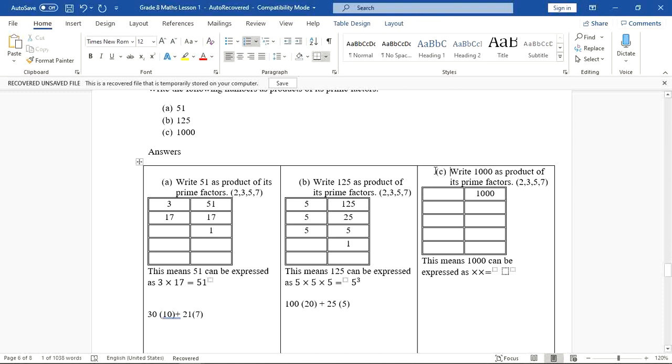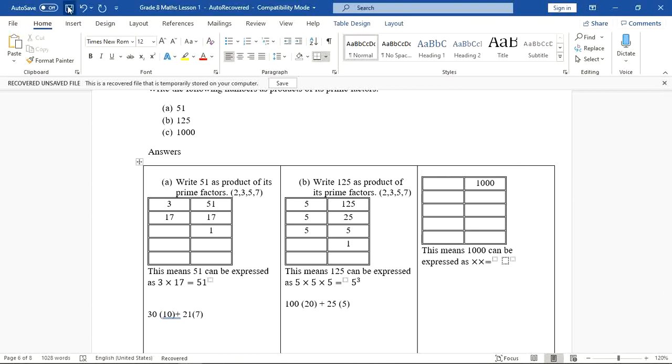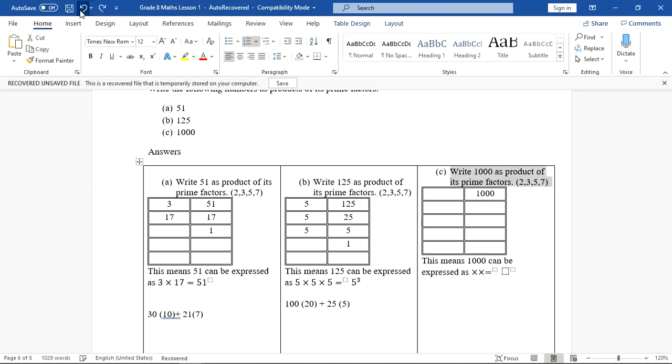Part C, we want to find the prime factors of 1000. We want to express 1000 as a product of its prime factors. Okay, so we start with the smallest. 2. Can 2 divide 1000? Yes, it can. How many times? It's like you're halving 1000. So what is a half of 1000? 500. Okay, and then we go back to the list.